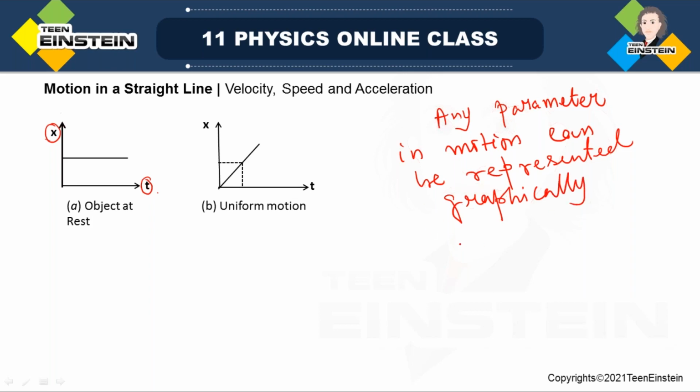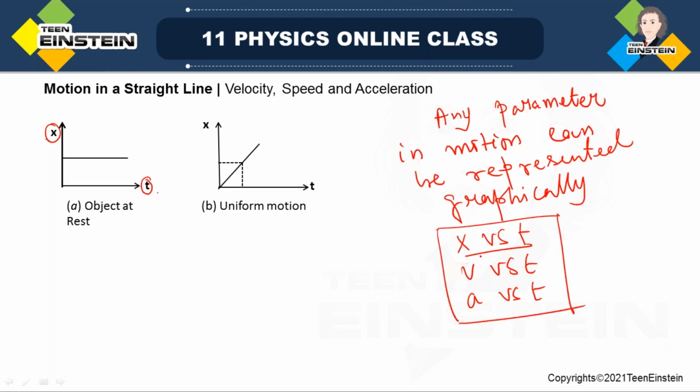That graph can be position versus time, or that particular parameter, suppose velocity versus time, or acceleration versus time, like that. Our knowledge will be concrete if we see the position time curve, or velocity time curve, or acceleration time curve, or sometimes in the position time curve itself you can show the variation of velocity, acceleration, etc.